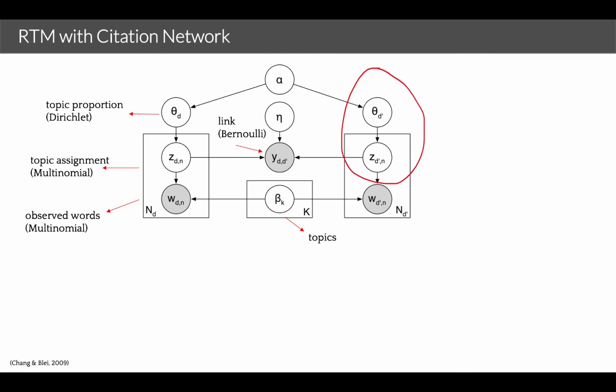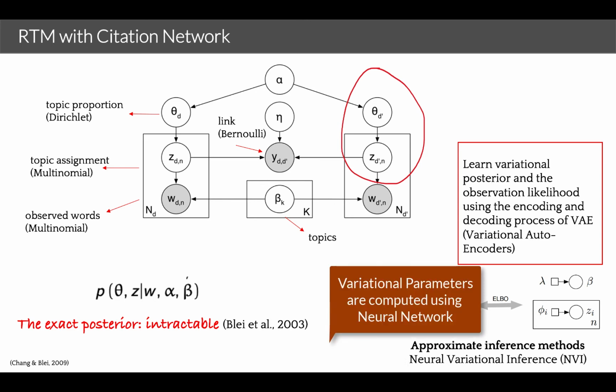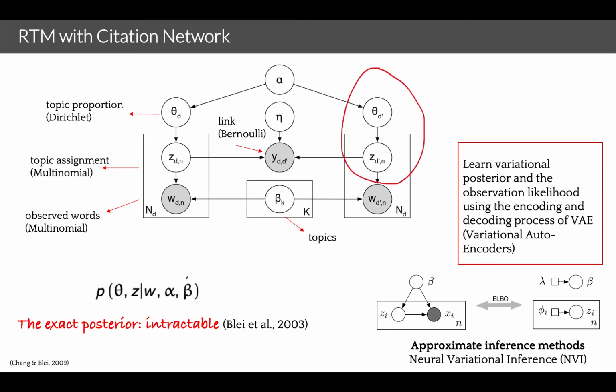Computing the exact posterior with these two latent parameters, conditioned on observations, is intractable and requires approximate inference. There are two common approximation techniques, mean field and neural variational inference. Neural variational inference is one of the several recent methods. The variational parameters in this method are computed by using a neural network called an inference network, and it takes the observed data as an input.